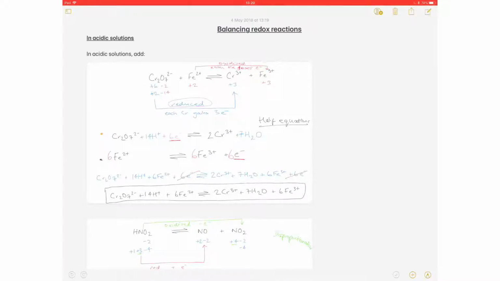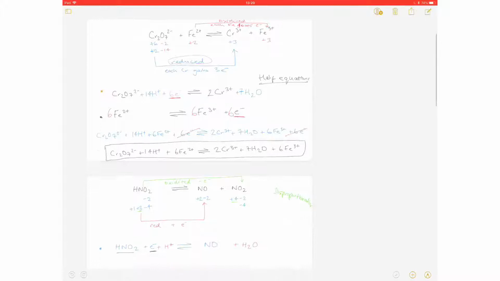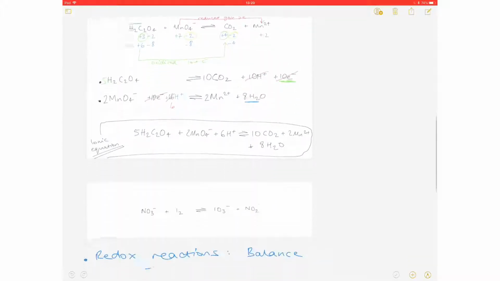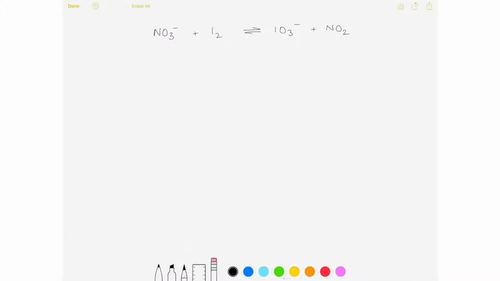Welcome to the final video in this series on balancing redox reactions, specifically looking at acidic solutions. In previous videos we've looked at the first three worked examples, and this video will focus on this lovely reaction between nitrate ions and iodine to form iodate ions and nitrogen dioxide.